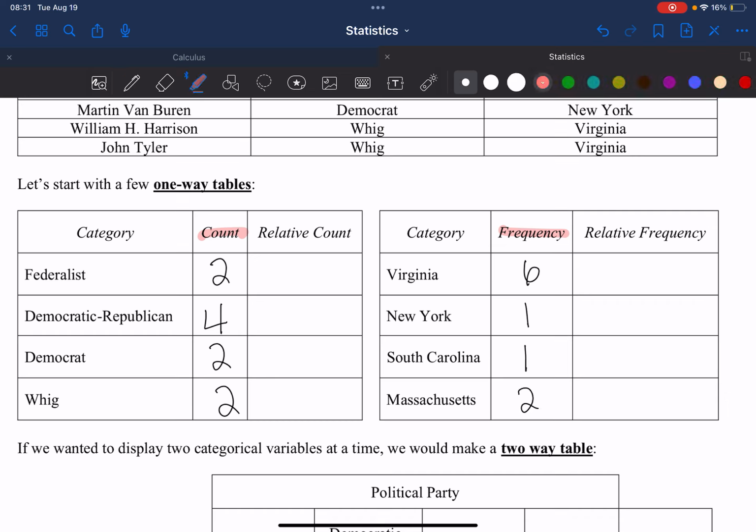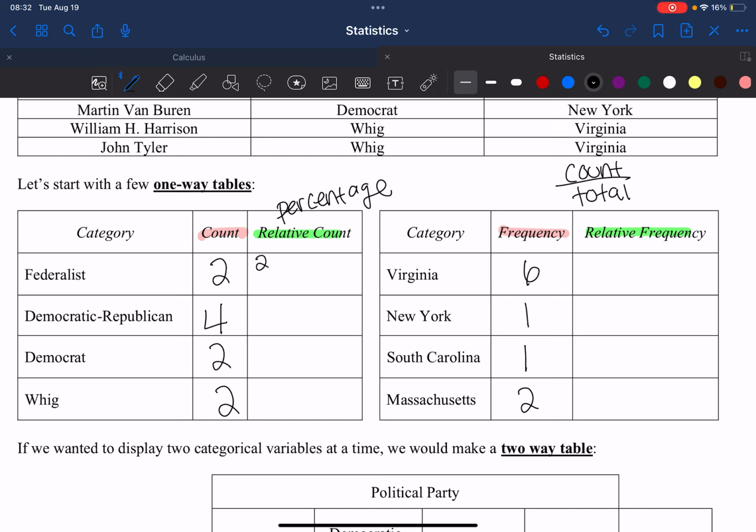Now the last column here, where it says relative count and relative frequency, is going to be a percentage. Anytime you see the word relative, we know that it's going to be a percentage. We find that by doing count over total or frequency over total. So ultimately what we're going to get is a proportion. Our total is 10 U.S. presidents, so this would be 2 over 10, or we can represent that as a percentage of 20%.